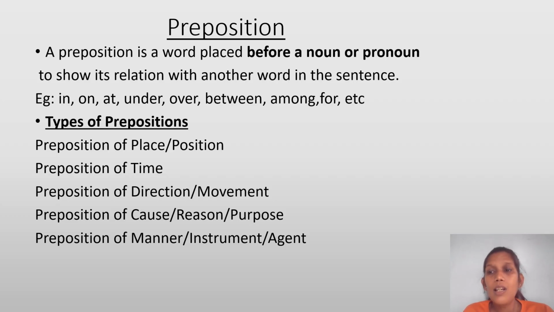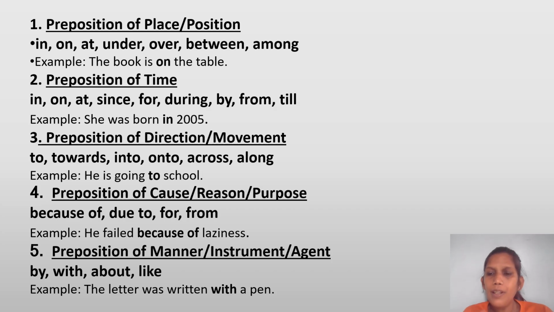Now let's understand each topic in detail. It's a very simple topic. Preposition of place or position: what comes under it? In, on, at, under, over, between, among. The book is on the table, so on. Similarly, preposition of time: in, on, at, since, for, during, by, from, till. For example, she was born in 2005. Here, in is a preposition of time.